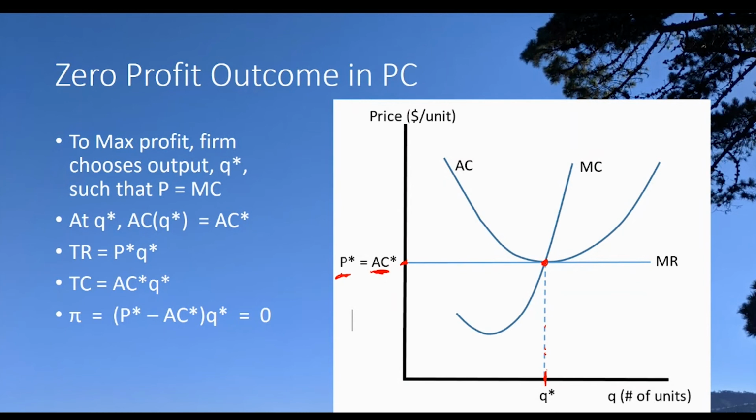Okay, so when we plug the values in, we're going to get total revenue. Well, total revenue is going to be given by this area right here. And total cost is also going to be given by that area. So that's going to be equal to total cost. So total revenue and total cost are going to be exactly the same area on the graph, and that's going to mean that profits have now been driven to zero.